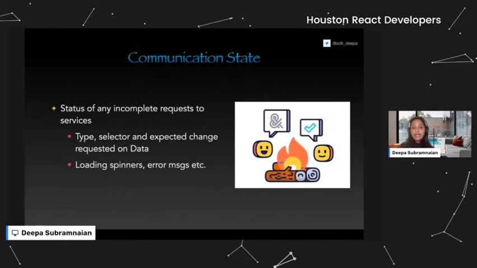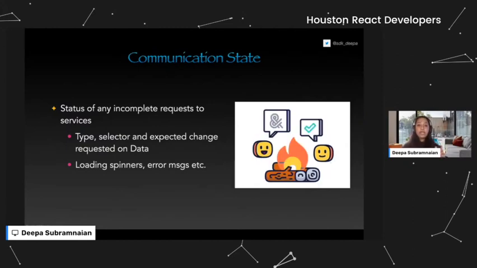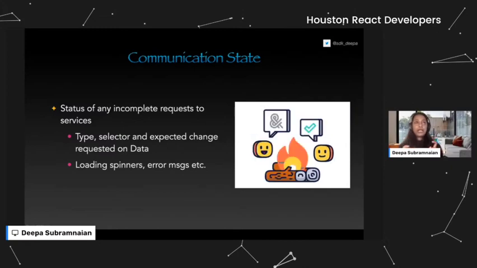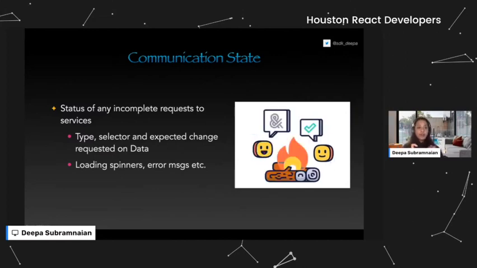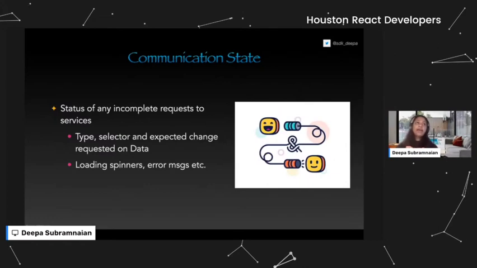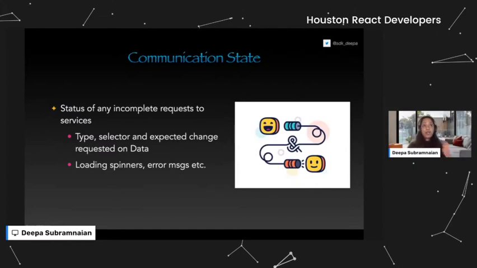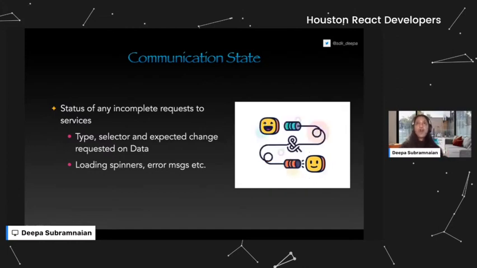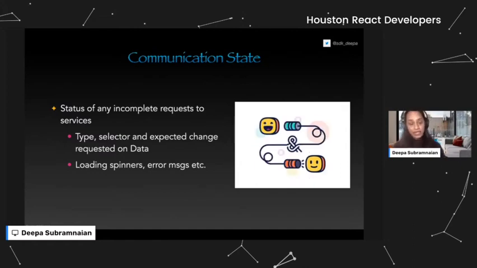Now, what is communication state? Communication state is the status of any not yet completed request. You're waiting for something from your other services, and that particular state is called communication state. Some of these communication states would have the type and selector of any data you expect to receive, and some operations might need the data that you have requested. For example, if you see a spinner loading on your web page or any error message showing up, these are what you can call communication state.